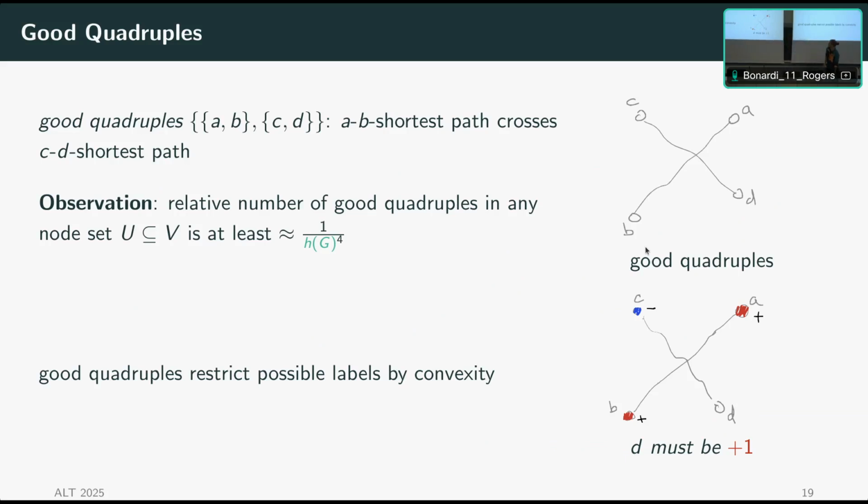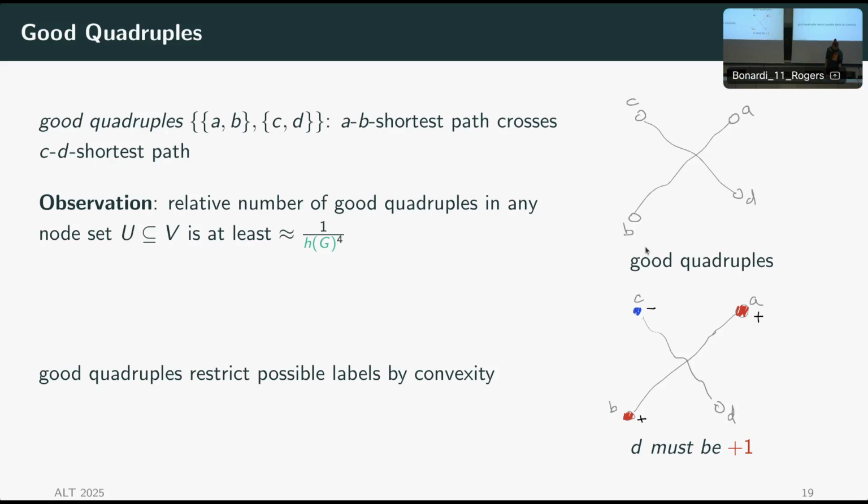Then you can do some basic counting graph theory arguments to see that the relative number of these good quadruples, the overlapping shortest paths, is quite large for graphs where this Hadwiger number is small. If it is a small number, then you have a constant fraction. Quite a lot of this substructure appears often in your graph.